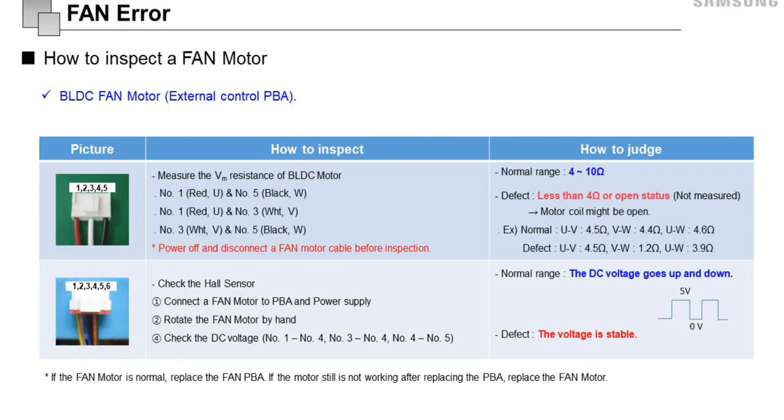Next is about a BLDC fan motor with external control PBA. Actually, compared to the AC motor, troubleshooting is the same. The differences come from the measurement points between cables and normal range. See this slide for the measurement points and normal range.